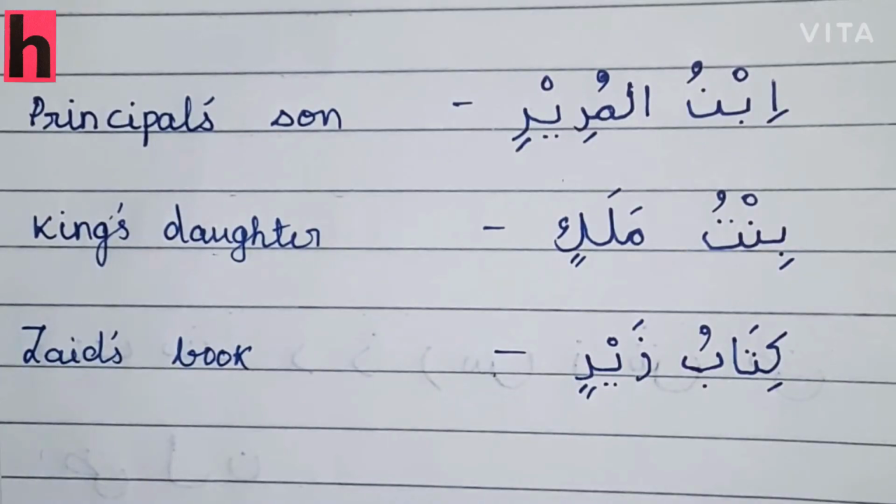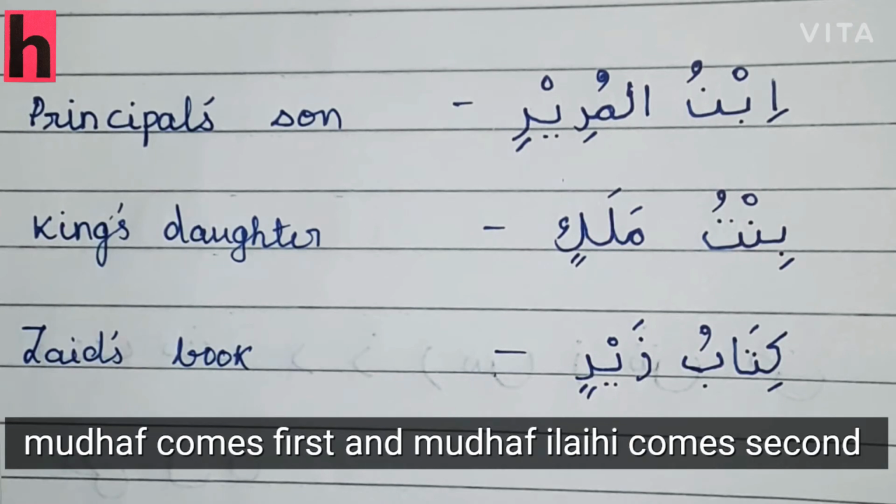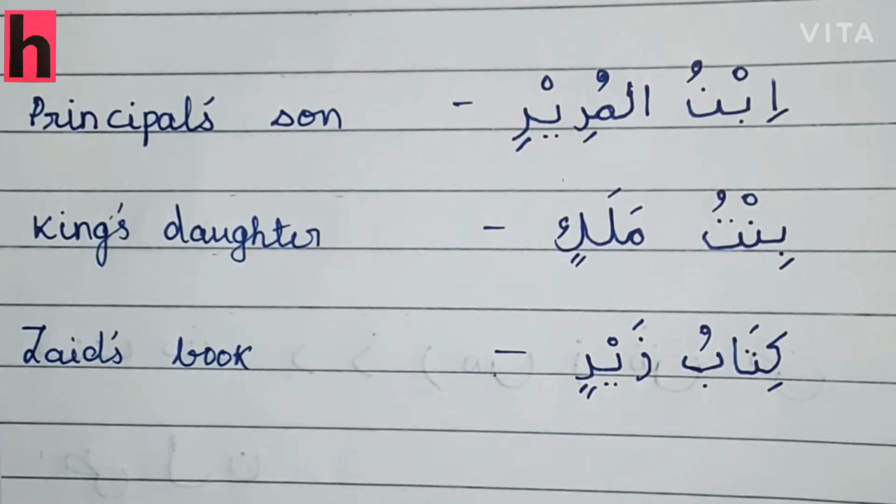Now let me give you a few examples. Example 1. Ibnul Mudiri, principal's son. Ibnu is the mudaf, al-Mudiri is the mudaf ilayhi. An important point is that mudaf comes first, mudaf ilayhi comes second. Ibnu doesn't start with alif lam but doesn't end with tanween at the same time because it is mudaf. Al-Mudiri on the other hand is the mudaf ilayhi. It can or cannot start with alif lam but must end with kasra or kasratain.